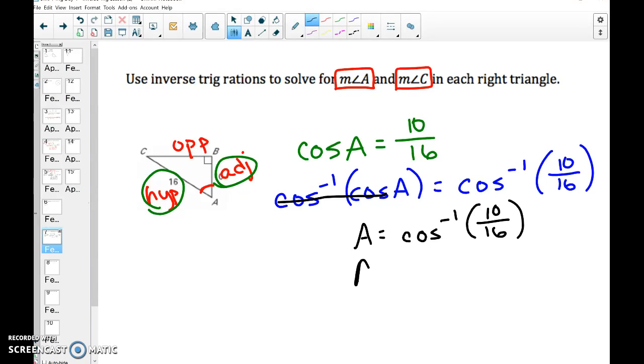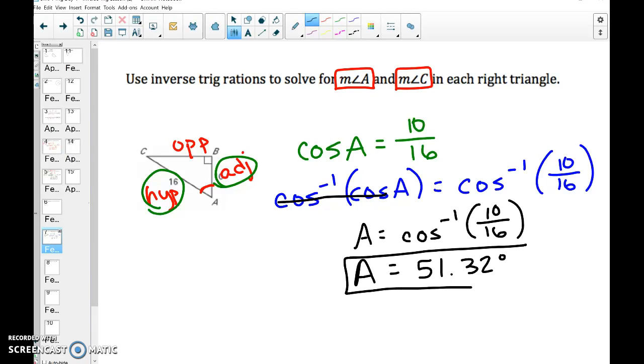But if you get to this point and you plug it in correctly, go ahead, push pause now, plug it in yourself, push pause. Okay, on your calculator screen, hopefully you got 51.32. Boom. Now, here's the thing. Go back to your directions. We found angle A, got to find angle C.